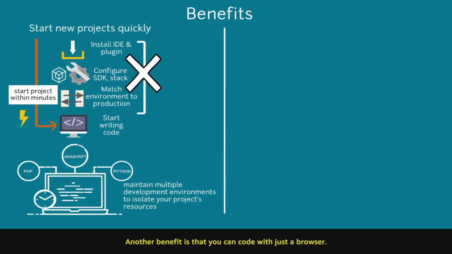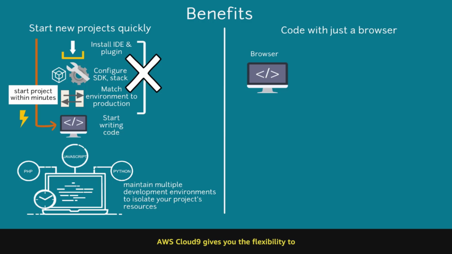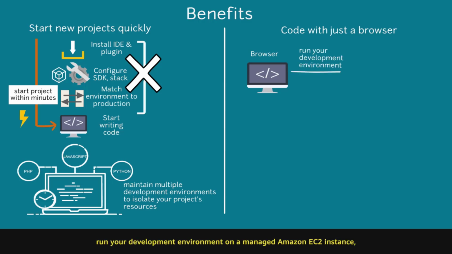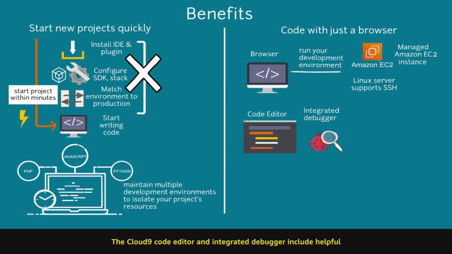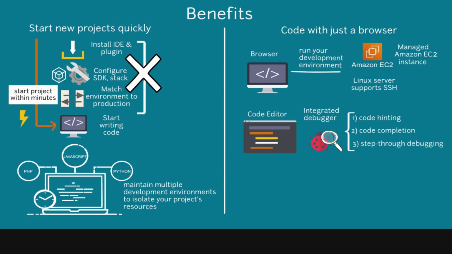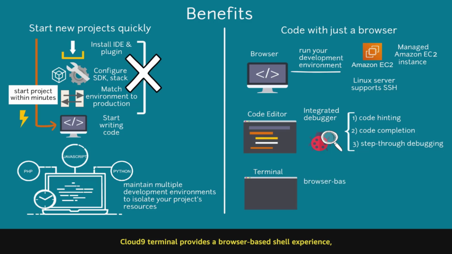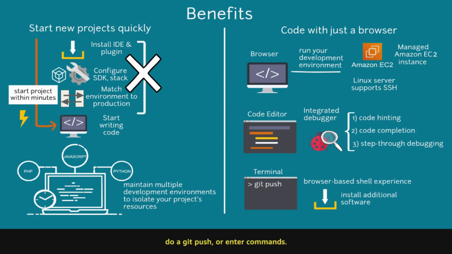Another benefit is that you can code with just a browser. AWS Cloud9 gives you the flexibility to run your development environment on a managed Amazon EC2 instance or any existing Linux server that supports SSH. The Cloud9 code editor and integrated debugger include helpful time-saving features such as code hinting, code completion, and step-through debugging. Cloud9 Terminal provides a browser-based shell experience, enabling you to install additional software, do a git push, or enter commands.